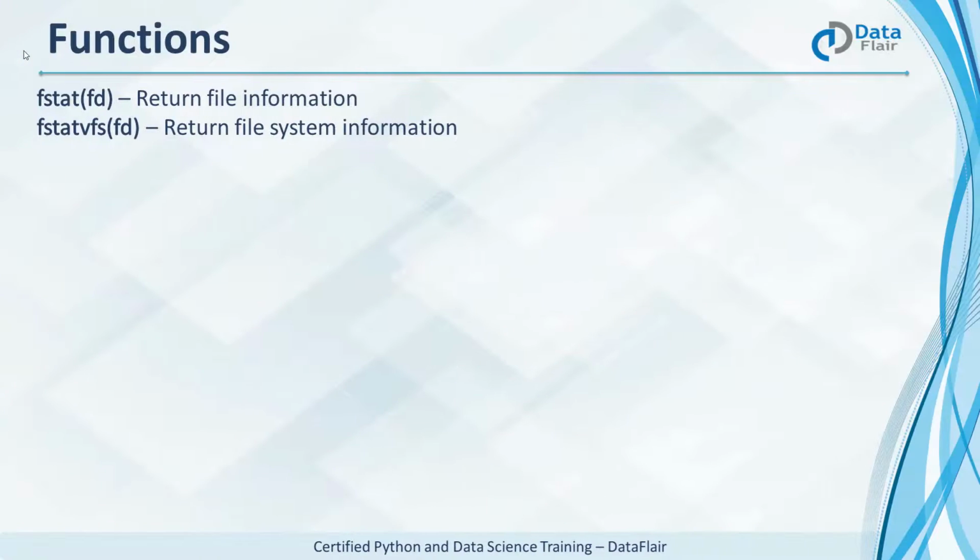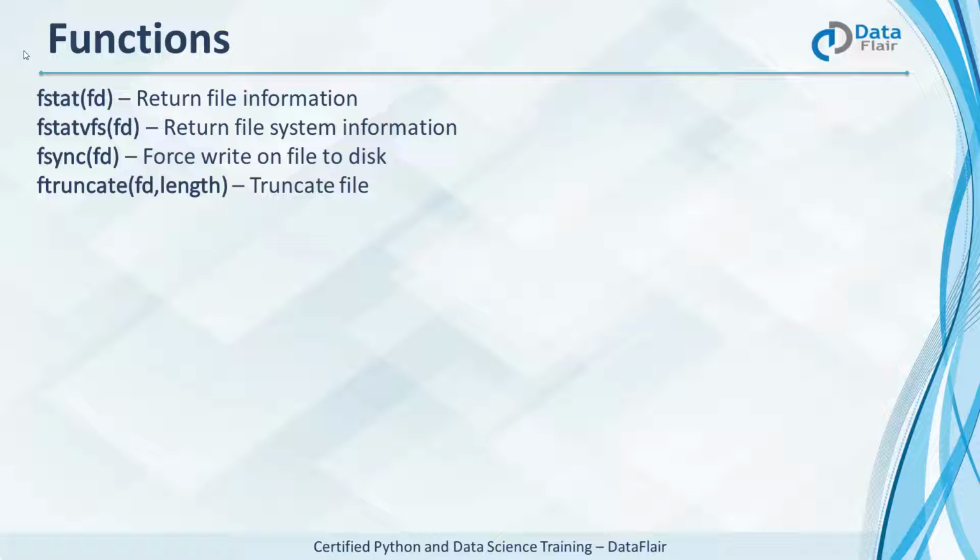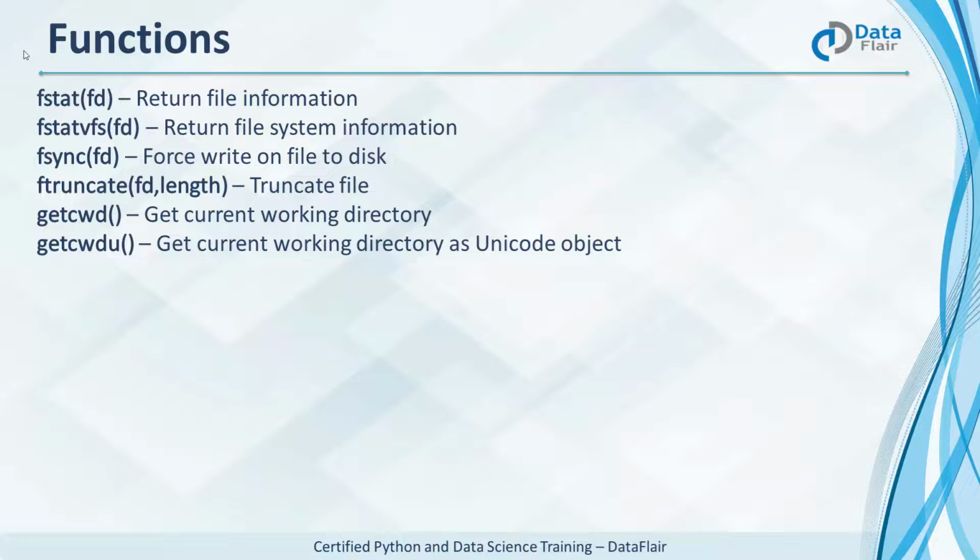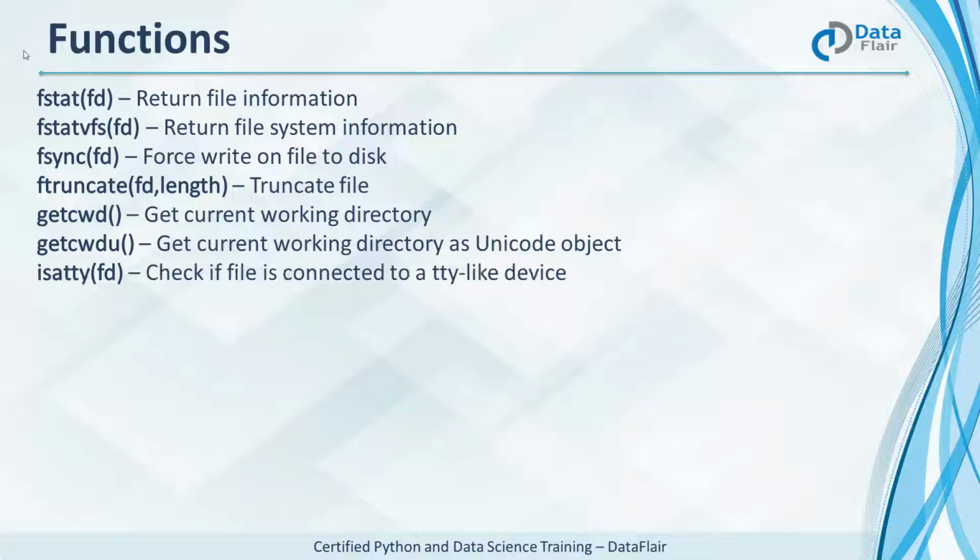fstat and fstatvfs get the file information and file system information. fsync forces write of a file to disk. ftruncate truncates a file. getcwd and getcwdu get the current working directory. isatty determines whether it's connected to a TTY-like device, a telecommunication device for the deaf.